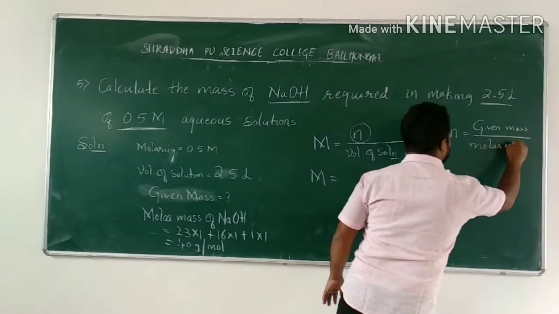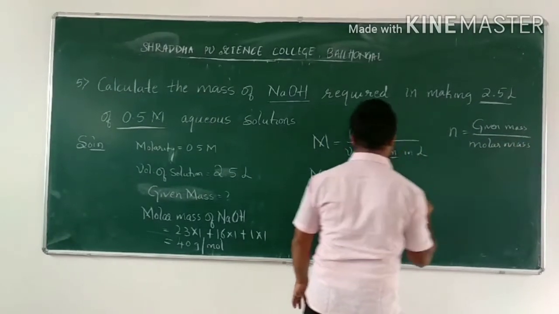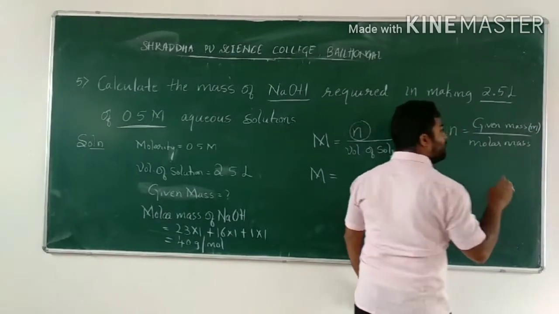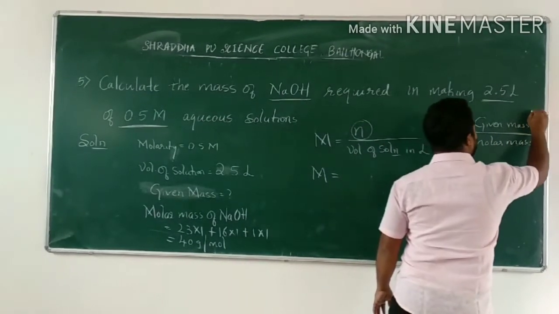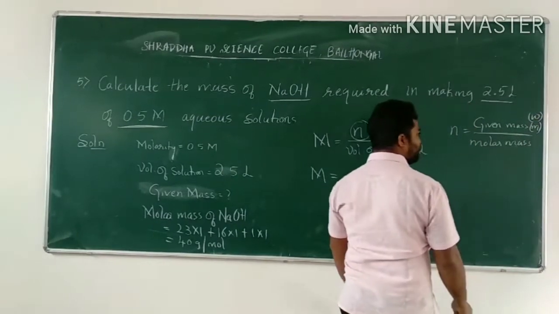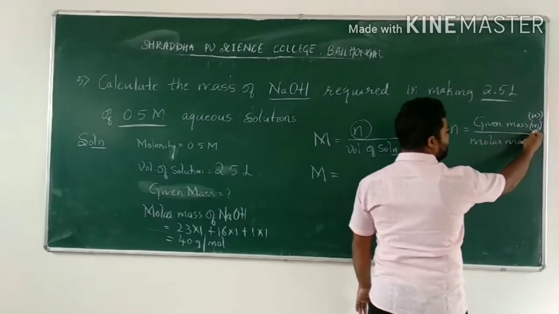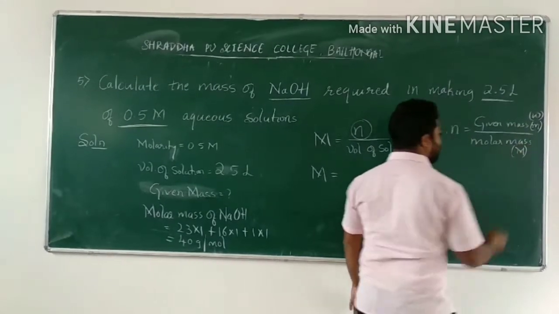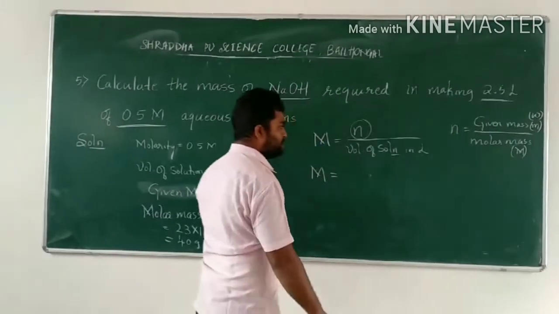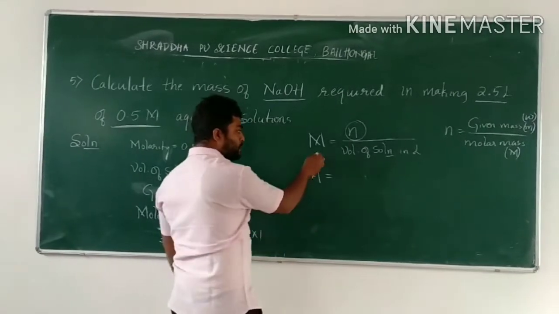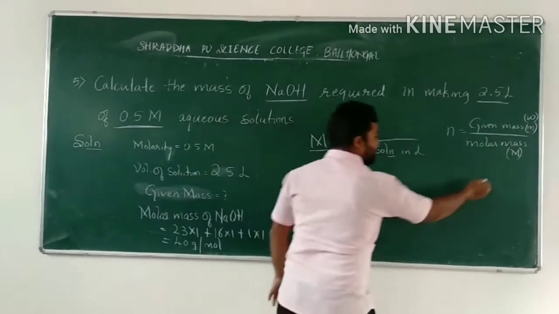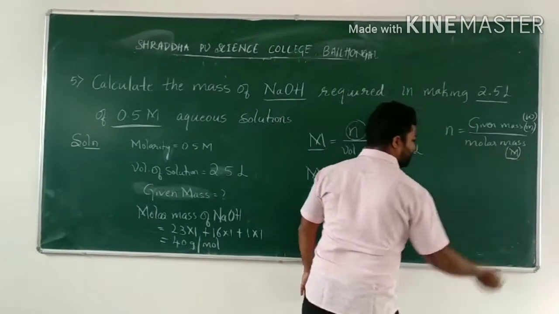Molar mass divided by molar mass. So the same thing. Given mass is indicated by small m, or in some books it is represented as W. Either you can represent it by small m or by W. Molar mass is indicated by capital M. Remember, capital M also indicates molarity, and capital M also indicates molar mass.